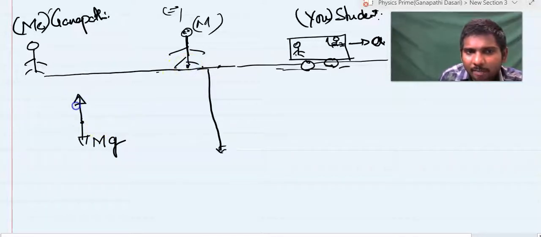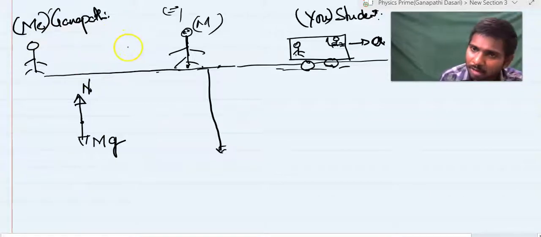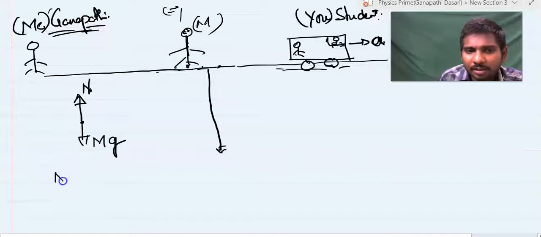Then there will be a normal reaction due to the earth, the ground, on this man, which is N. Is there any other force that I can see here? No. So what can I do here? The man is at rest according to me. N minus mg is equal to 0. So N is equal to mg.